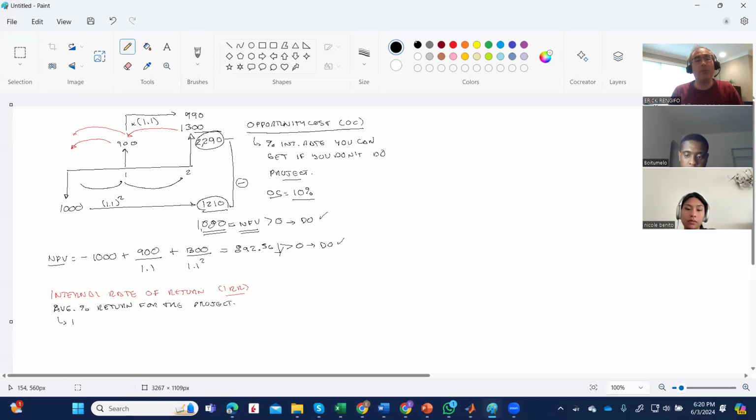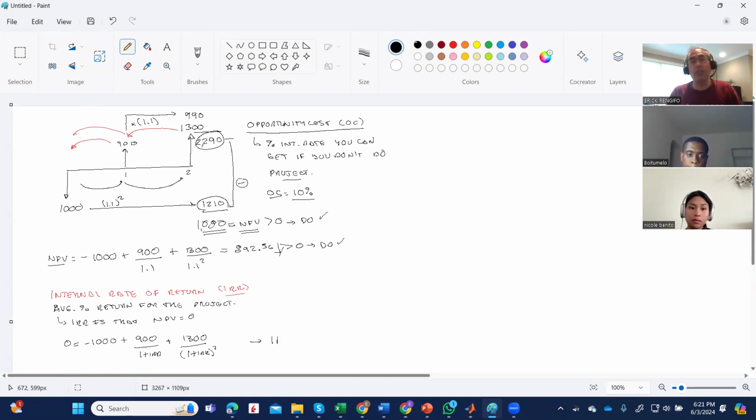And basically, how do you compute this one? It is a rate of return that makes the net present value equal zero. So if we put the net present value equal to 0, what is this number that makes this 0? It's going to be 900 divided by 1 plus the internal rate of return, plus 1,300 divided by 1 plus the internal rate of return squared. Got it? So you have one equation, one unknown. So you can solve this and then you can get the internal rate of return.